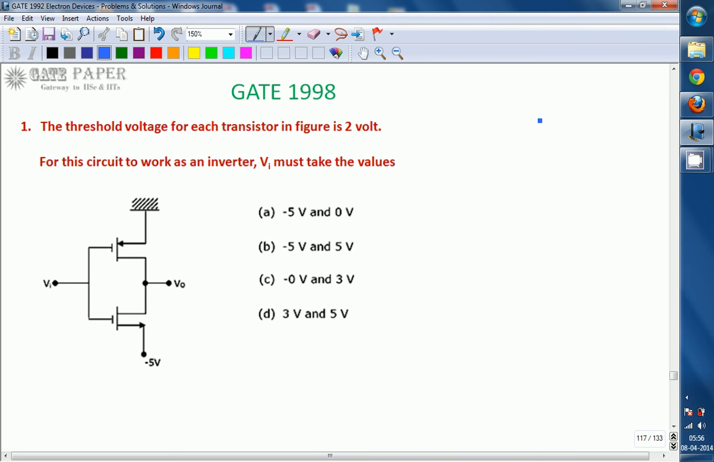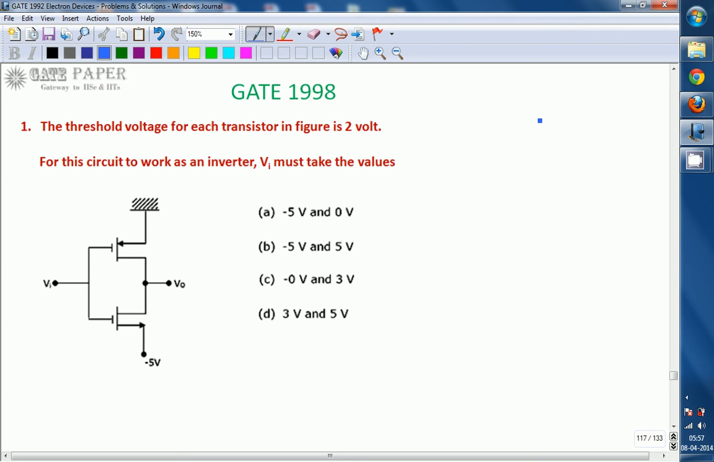If the circuit is to work as an inverter, Vi must take the values: A, minus 5 and 0; B, minus 5 and plus 5; C, 0 and 3 volts; D, 3 volts and 5 volts. So for what values of Vi is this circuit going to act as an inverter if each transistor has a threshold voltage of 2 volts? First, identify whether it is a positive logic system or a negative logic system.